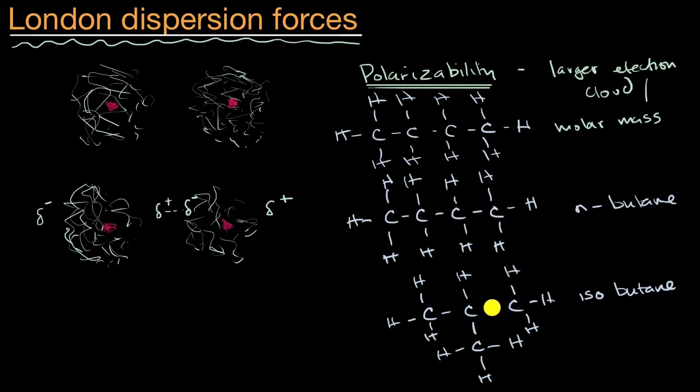They have the same number of electrons in them, so they have similar size electron clouds. They have the same molar mass. But because of N-butane's elongated shape, they're able to get closer to each other and induce more of these dipoles. So just by looking at the shape of N-butane versus isobutane, you say higher London dispersion forces in N-butane, so it's going to have a higher boiling point. It's going to require more energy to overcome the London dispersion forces and get into a gaseous state.